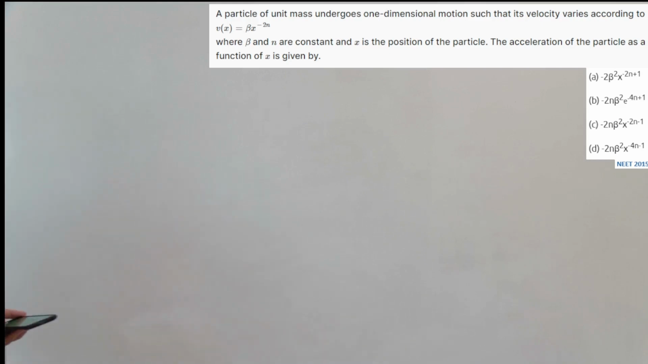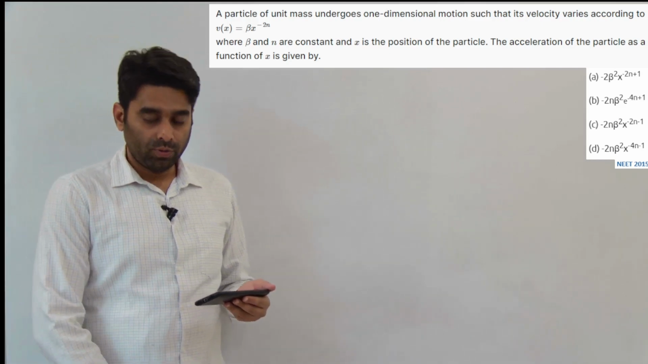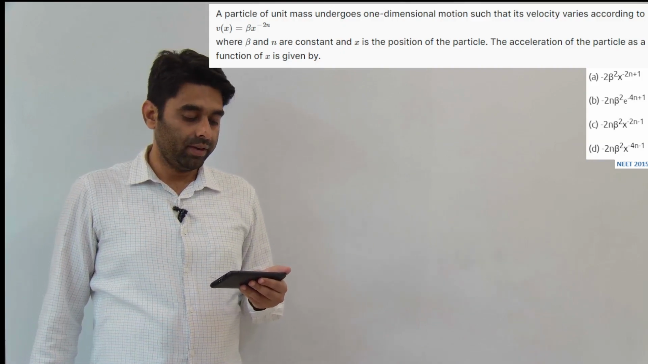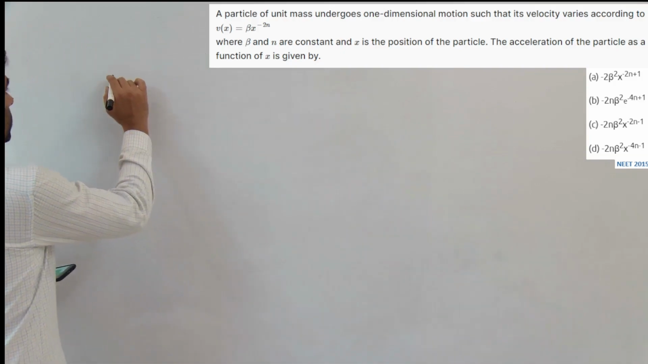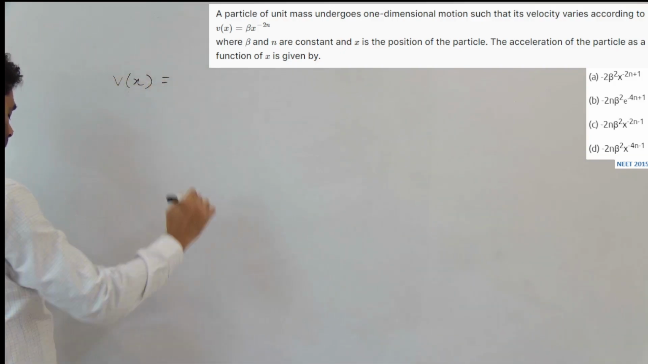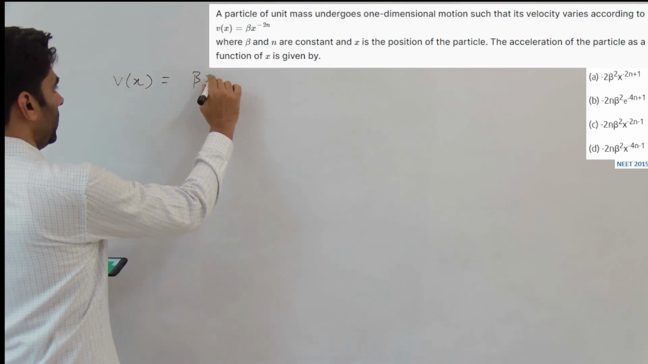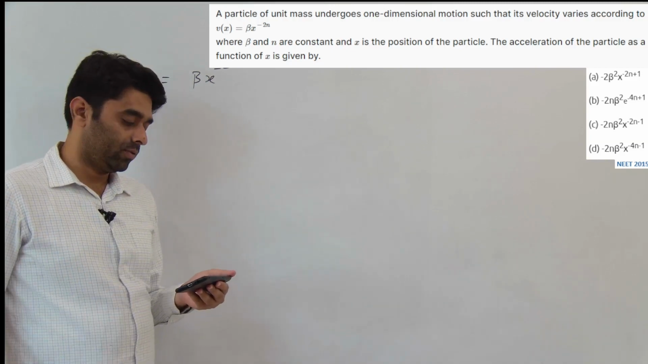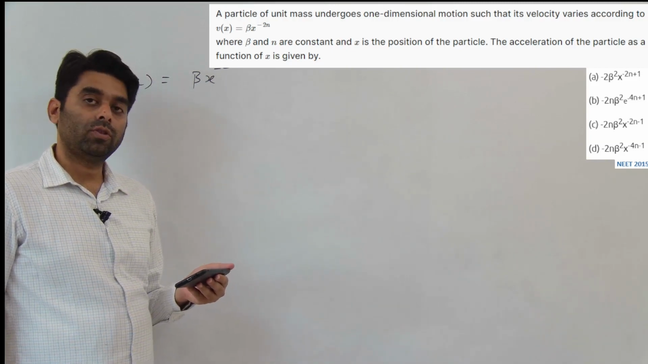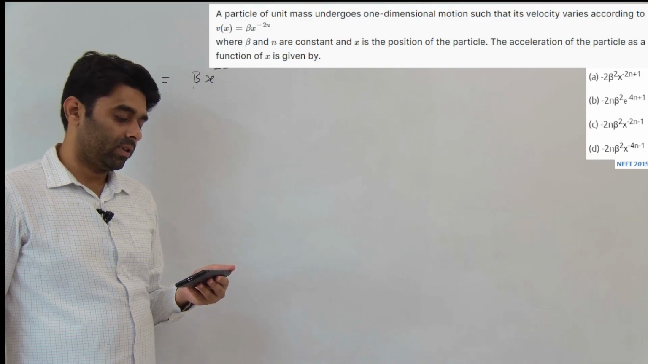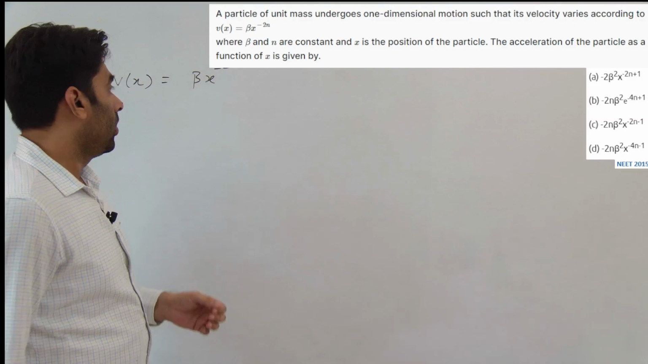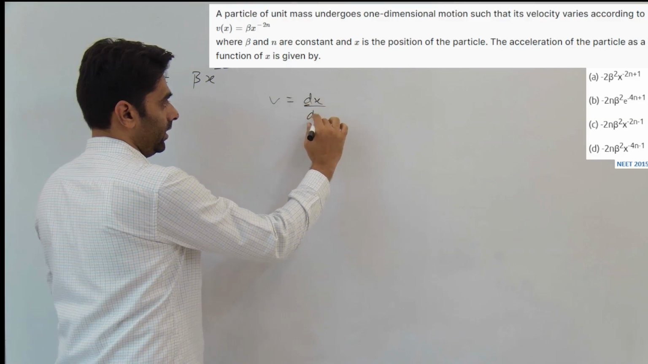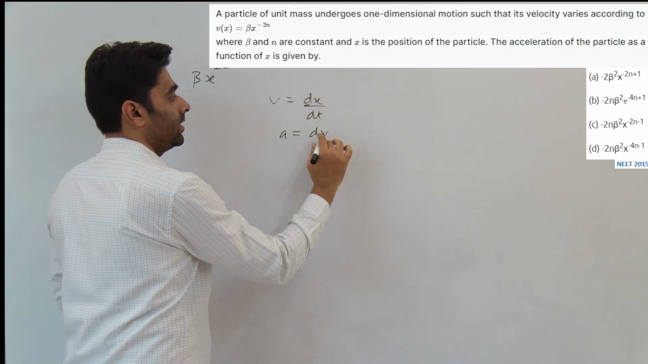Our next question is: a particle of unit mass, that is 1 kg, undergoes one-dimensional motion such that its velocity as a function of x is given as v = βx^(−2n), where β and n are constants and x is the position of the particle. The acceleration of the particle as a function of x is given by... How to do this? We know a relation: velocity is dx/dt, and acceleration is dv/dt.